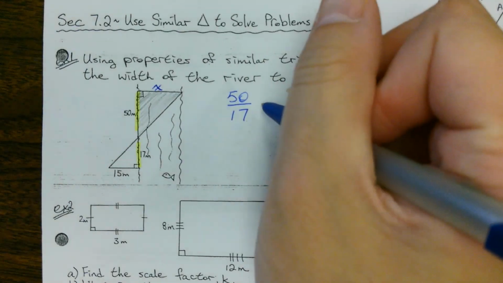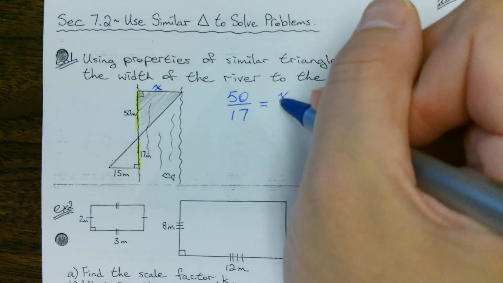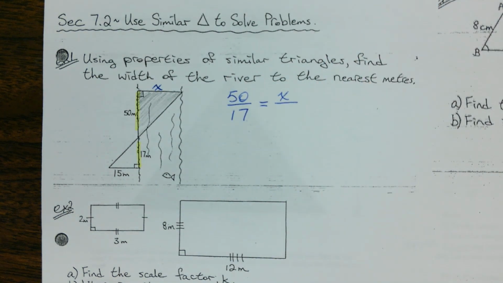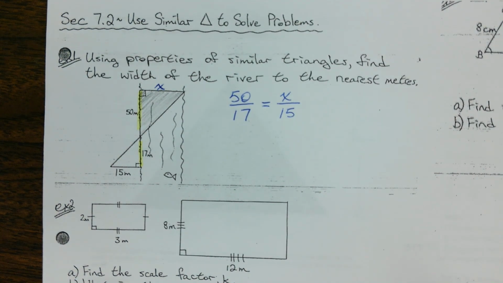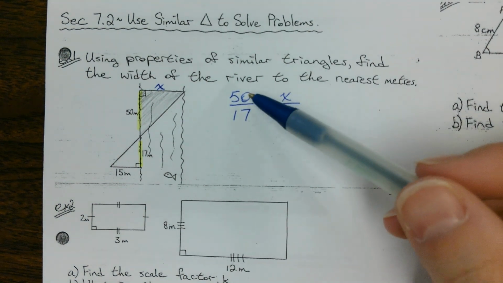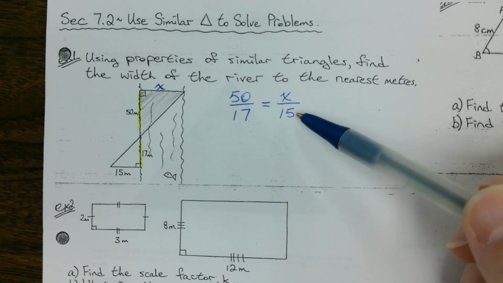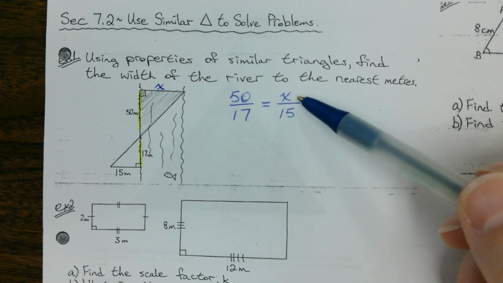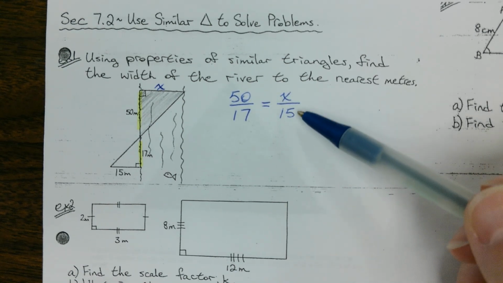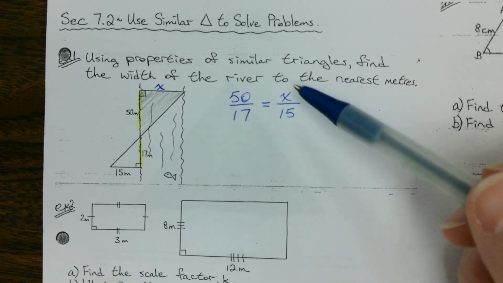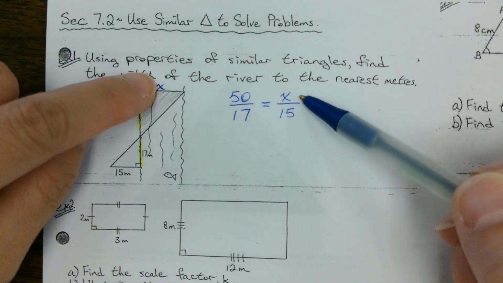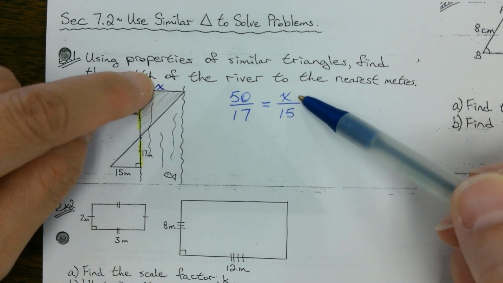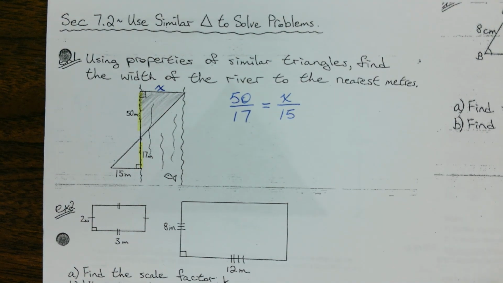Equal, I want to solve for x. So I have x over 15. Does the order matter on how I write these two fractions? Can I write 15 over x? Yeah, so the order does matter. If you start with a big triangle on this side, you have to also start with a big triangle on the other side. You have to start with the same.